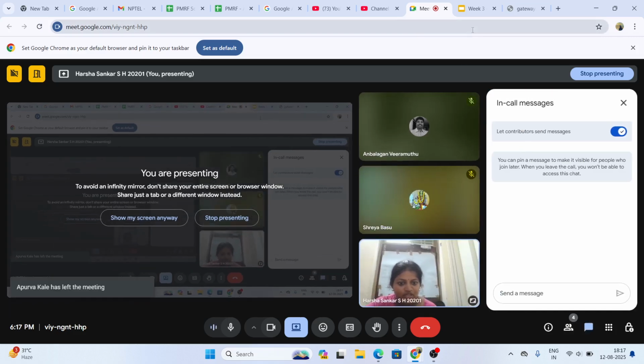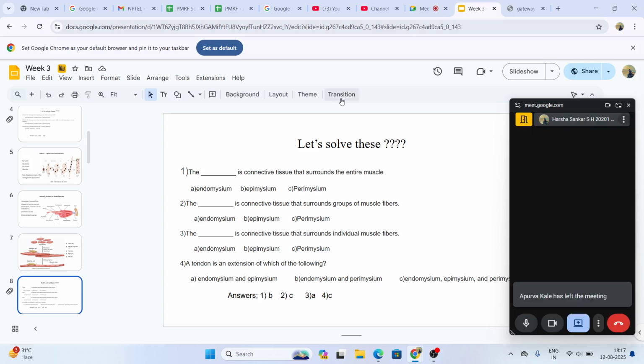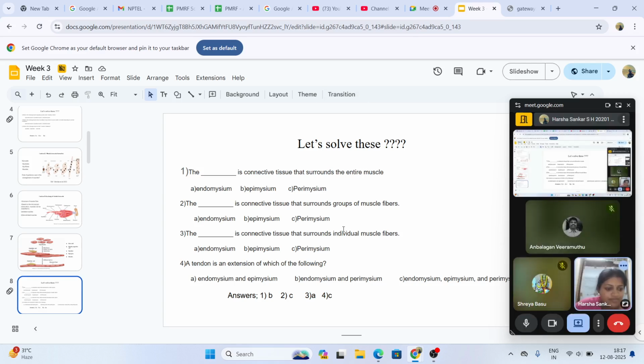Okay, I will show the question again. Dash is the connective tissue that surrounds the entire muscle.